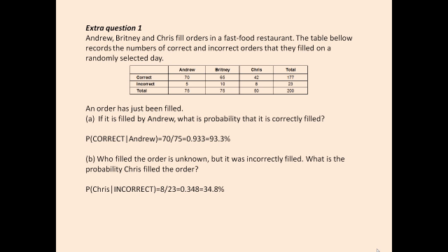Now, for example, of those 200 orders, 70 were correct and filled by Andrew, out of a total of 75 that he filled. 5 were incorrect for Andrew out of those 200. So we've got our contingency table, and when we have contingency table questions, we generally find that our probabilities will be one of 5 different types of things.